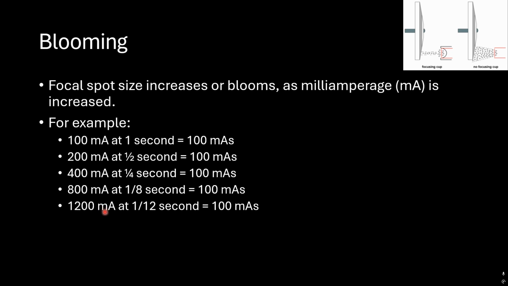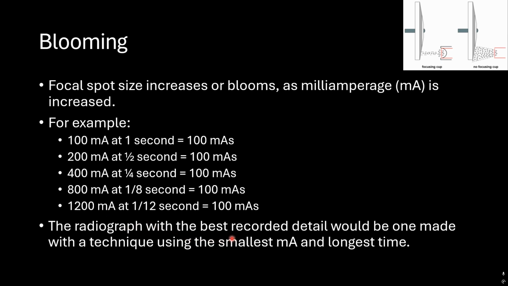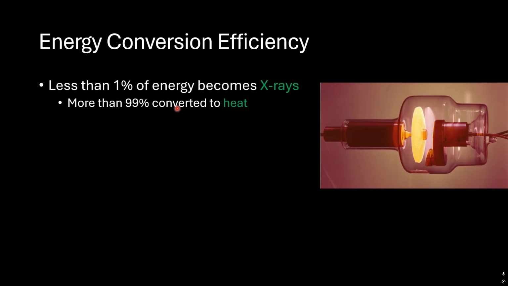This will cause a blooming effect because all the electrons are repelling each other. The radiograph with the best recorded detail would be one made with a technique using the smallest mA and longest time. To have a very narrow beam, we need the smallest mA possible and the longest time. Sometimes this is not applicable because we need a very short time, and in that case we need to increase the mA.